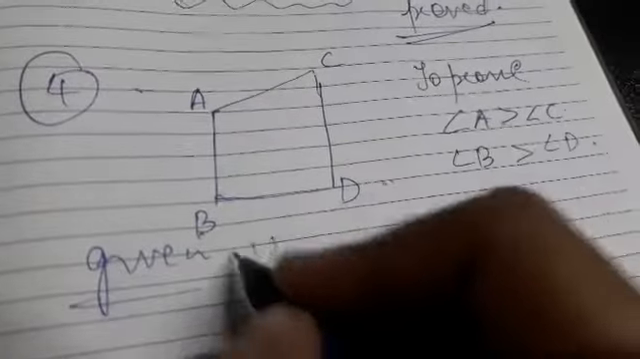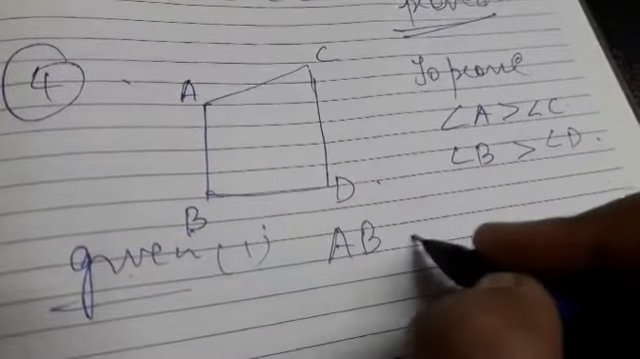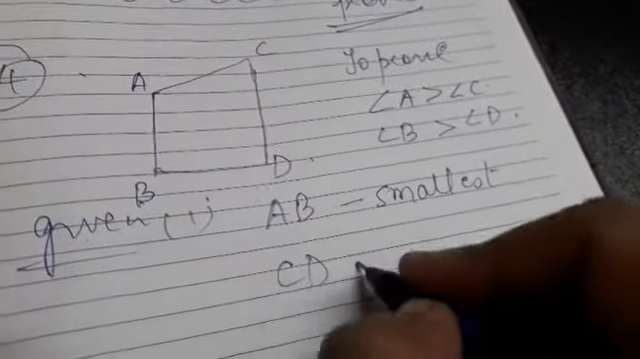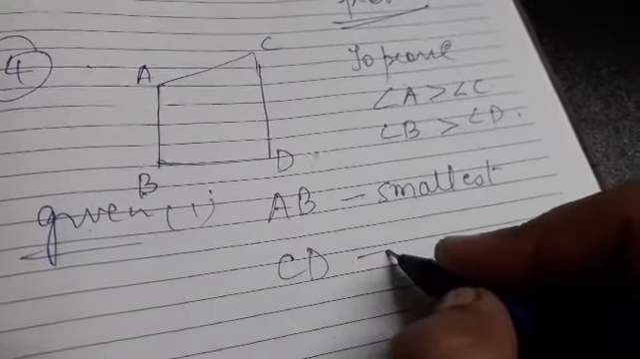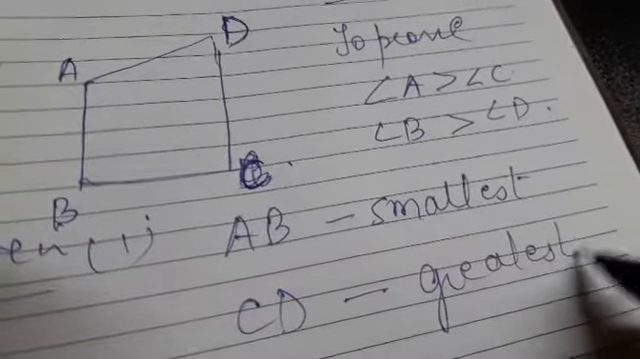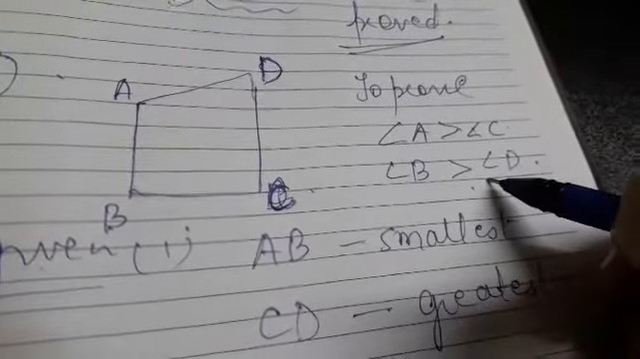Okay, now what is given? The given statements are AB is the smallest, and CD is the... Wait, let me check. Have I made the points correct? This is D and this is C. So CD is the greatest. Now, to prove these two statements, we need to join.